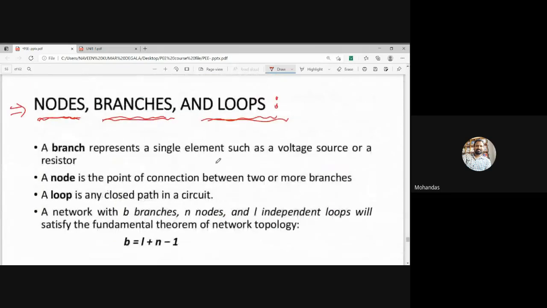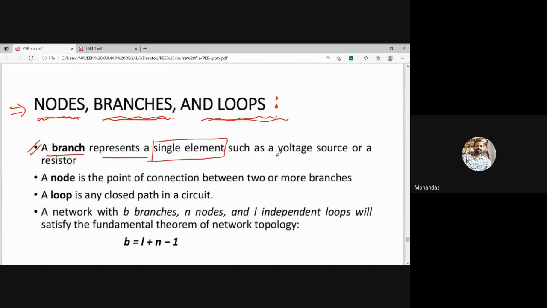Now come to the definition. A branch represents a single element, only a single element, such as a voltage source or a resistor. It may be a voltage source or a resistor, which is known as a branch.